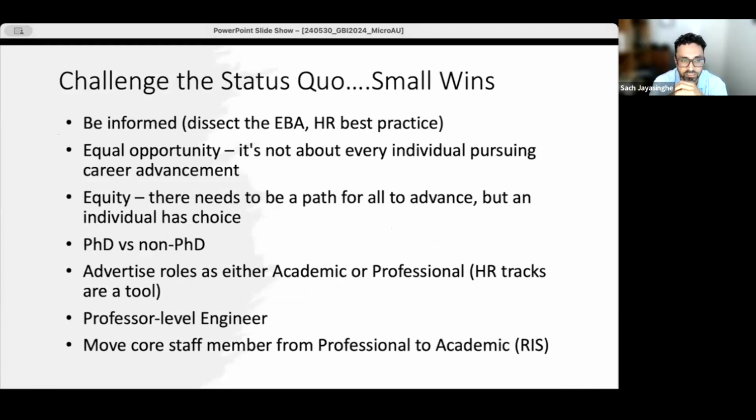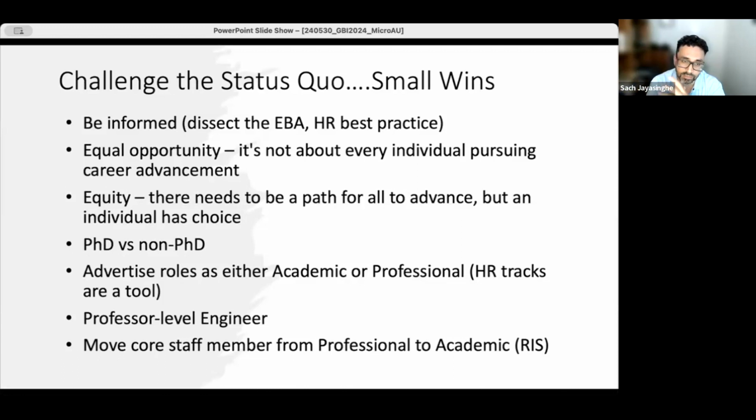I started off by challenging the status quo. These were small wins that I had to make to demonstrate that the world doesn't fall over if we do these things. I started by reading the enterprise bargaining agreement, probably the most boring thing I've ever done. But it was important that I understood it because I needed to challenge corporate HR about the assumptions they were making, or what they were telling me could or could not be done because of the supposed enterprise bargaining agreement. Also, courtesy of some of the work I did through my MBA, I was able to talk their language and talk about human resource best practice.